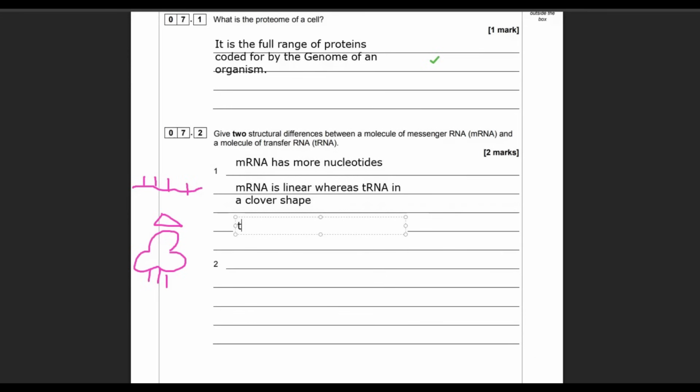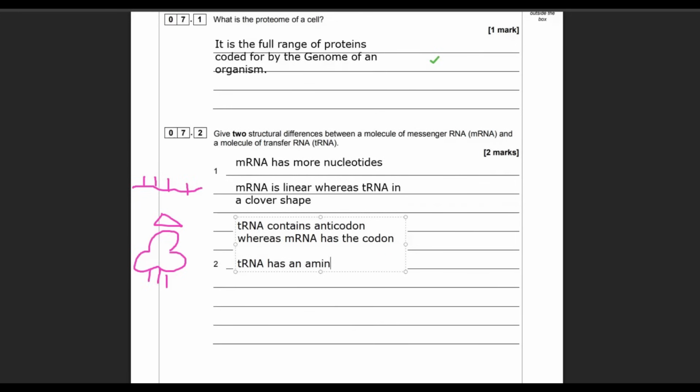We could say tRNA contains an anticodon, whereas mRNA has the codon. Oh my gosh, tRNA has an amino acid binding site, and this comes up quite a bit actually, whereas mRNA does not. I reckon that's enough there, guys. You only needed two of these, but I just put in a few there. You can check the mark scheme. You'll find that on the Physics and Maths Tutor website or on the AQA website, and you can check the mark scheme for any extras. There's probably loads of extras between them. Yeah, okay. Lots of similarities as well, which they haven't asked us for.